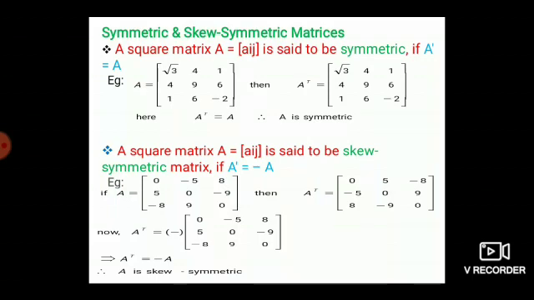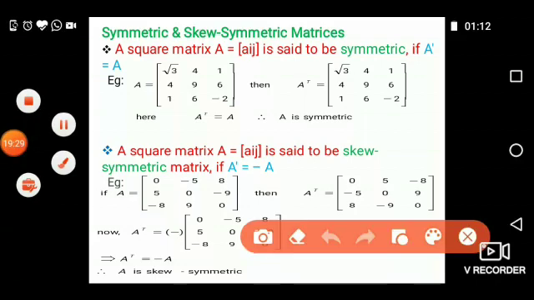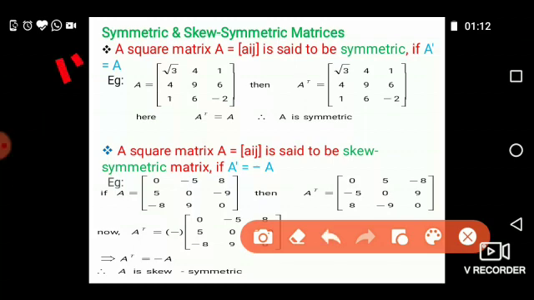Next, symmetric and skew symmetric matrices. These are important definitions from the exam point of view. In the examination, they may ask these definitions for a 1 mark question: define a symmetric matrix or define a skew symmetric matrix. These are the expected questions in the examination for 1 mark.